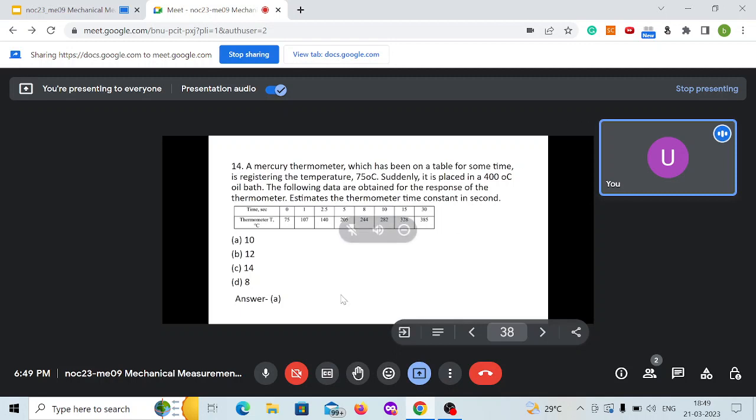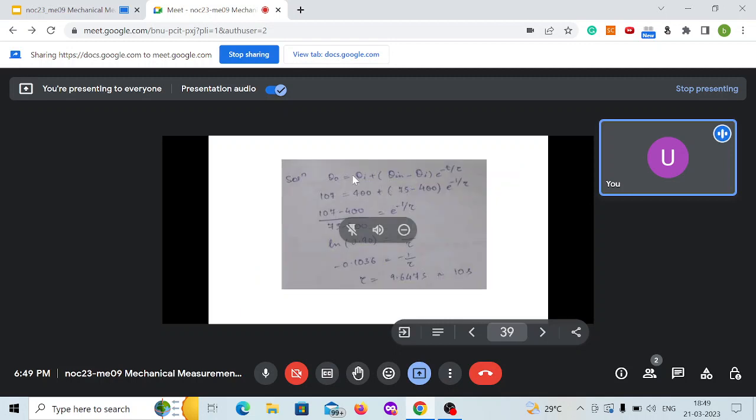A is 10 seconds, which is 280 degrees Celsius. So the corresponding value will be 280 degrees Celsius, which is 63.2% of that. So if you substitute theta naught, the temperature which it reaches equals the final temperature, which is 400, and theta in, the initial temperature, is 75, and the oil bath temperature is 400. So this is the maximum difference, 75 minus 400, into e raised to power minus t by tau.